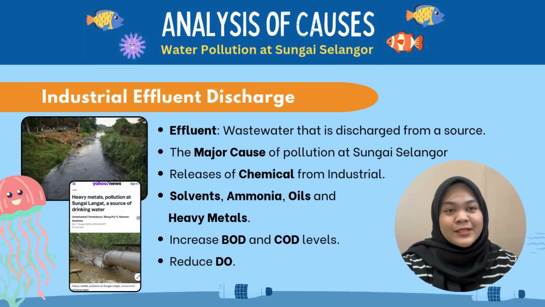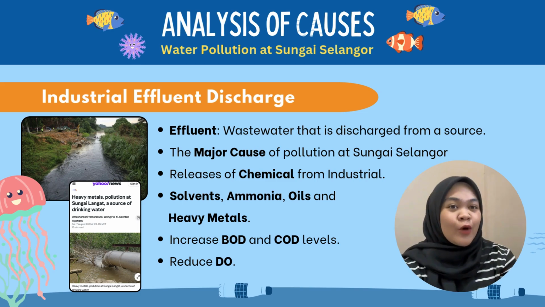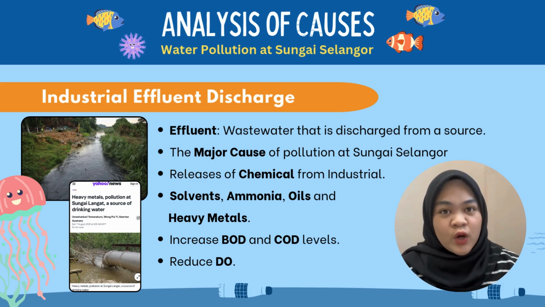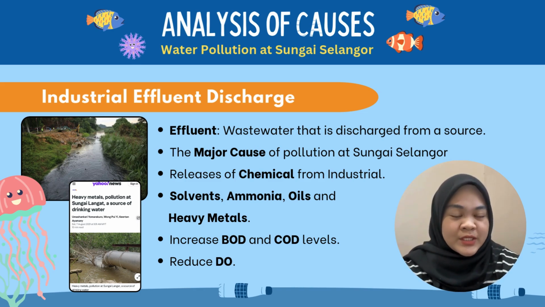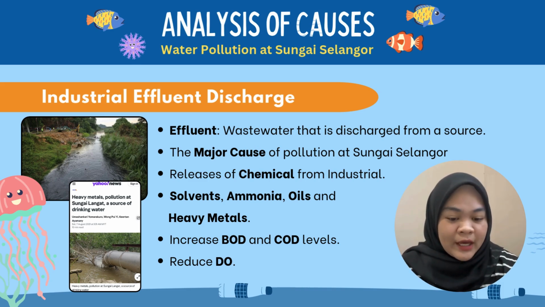There are words saying, understanding the problem is the first step towards finding the solution. So I would like to share the causes of the pollution at Sungai Selangor. Now let's begin with the major cause of the pollution, which is industrial effluent discharge. Basically, effluent is the wastewater discharged from a source, like factories, which often release harmful chemicals like solvents, ammonia, oils, and heavy metals directly or indirectly into the river. This severely degrades water quality by increasing biological oxygen demand and chemical oxygen demand while reducing dissolved oxygen in the water. This will suffocate the aquatic life in the river.